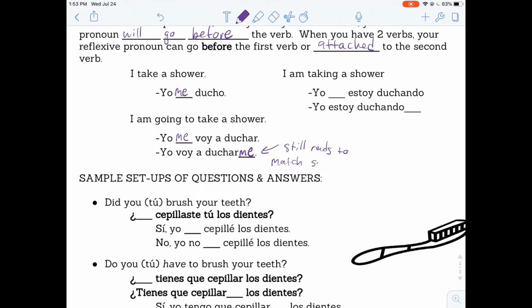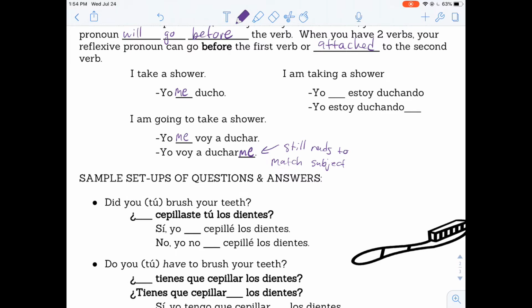A lot of people want to keep it unconjugated, and they think that means they can just put yo voy a ducharse. But that doesn't work because se doesn't match yo. So it still has to match the subject. So again, I am taking a shower. Now we're looking at the present progressive. So yo, this is an I'm currently showering.